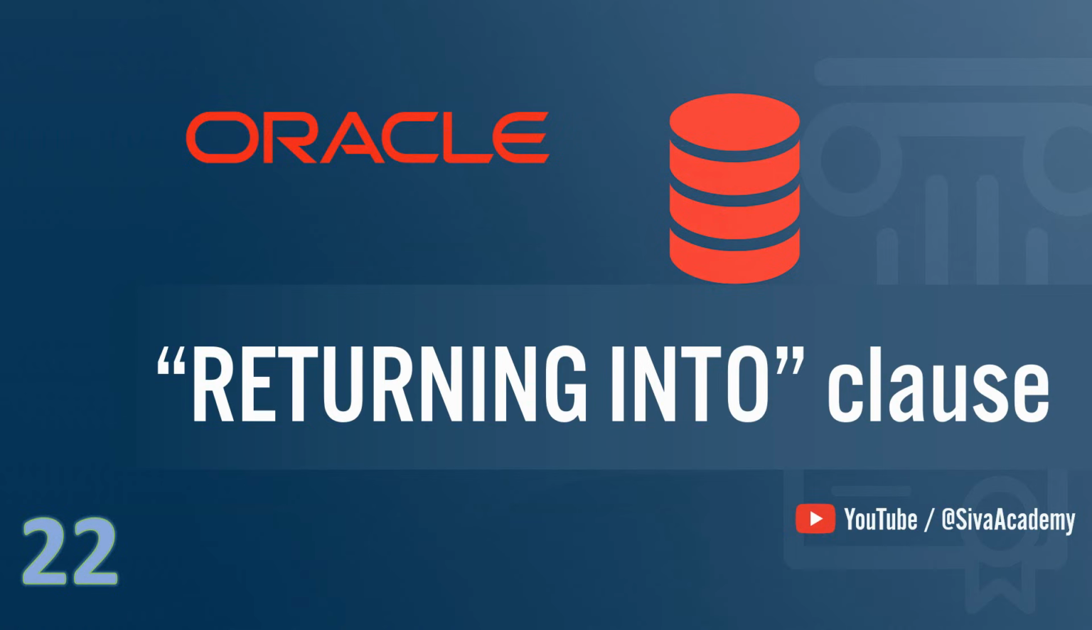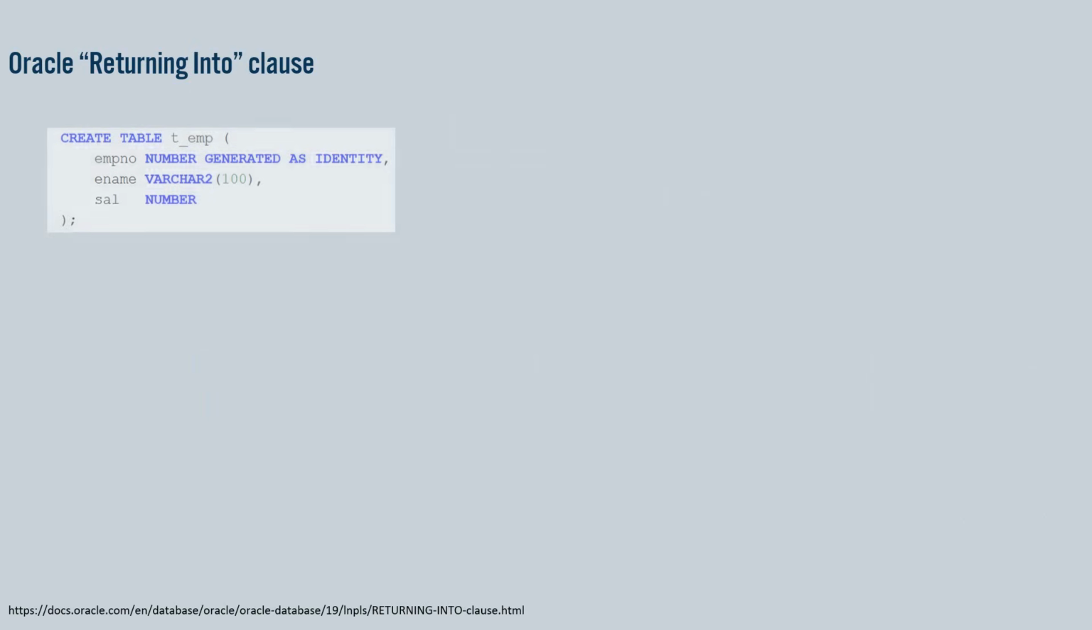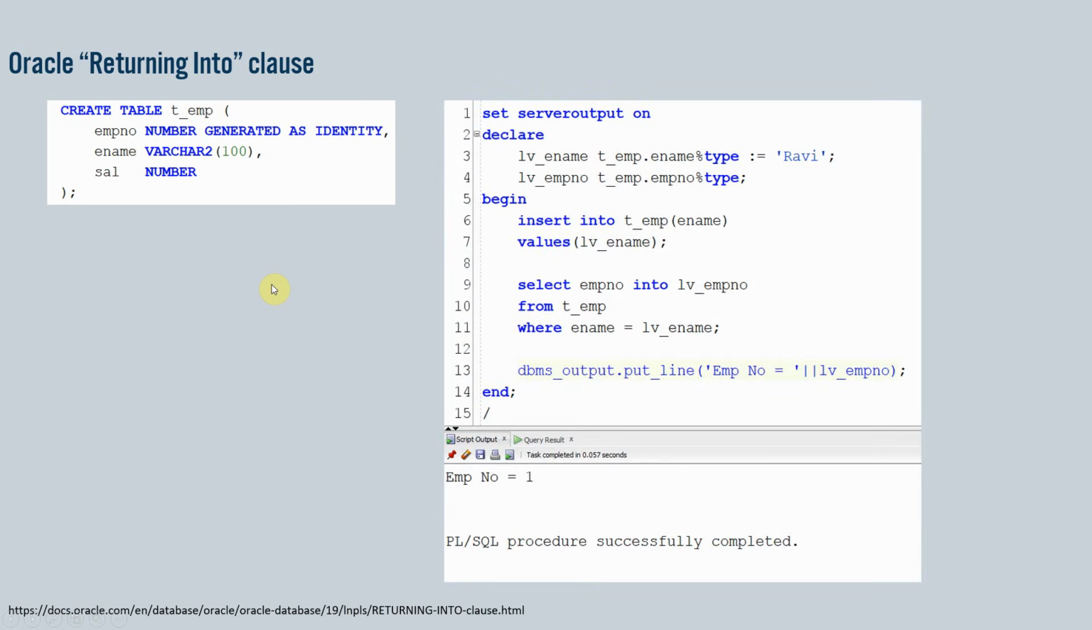In this video, we are going to learn about the returning into clause in Oracle. First, let me start with a simple example. From here, we'll try to understand how to use and when to use the returning into clause. So here is a very simple table called T_emp table, basically to store the employee information like employee number, ename and salary. So here is a very simple anonymous block.